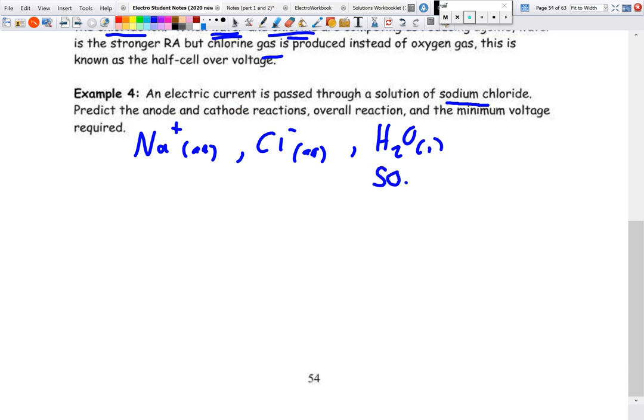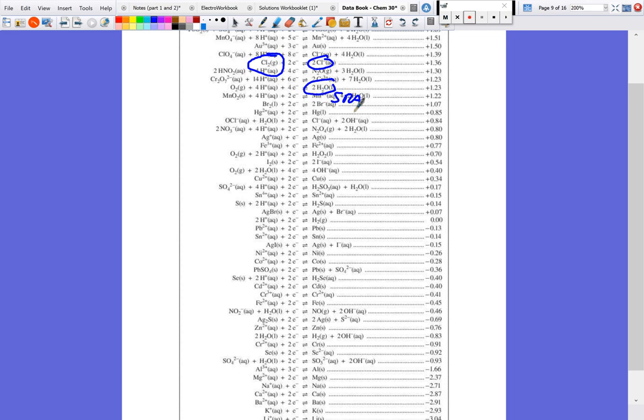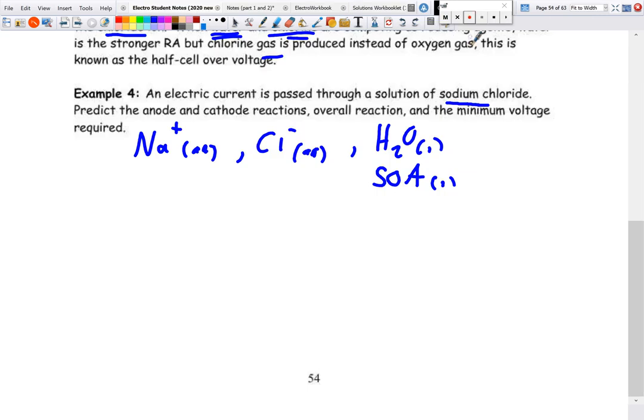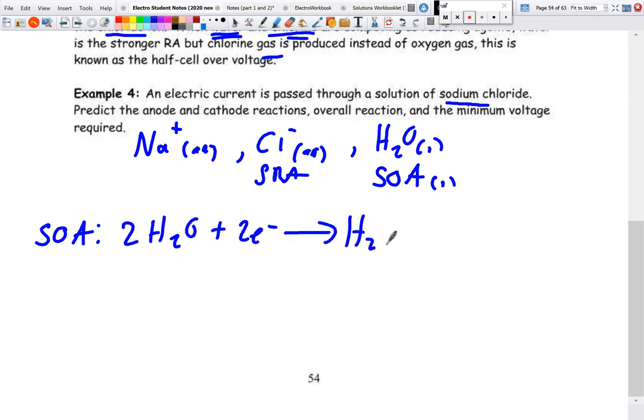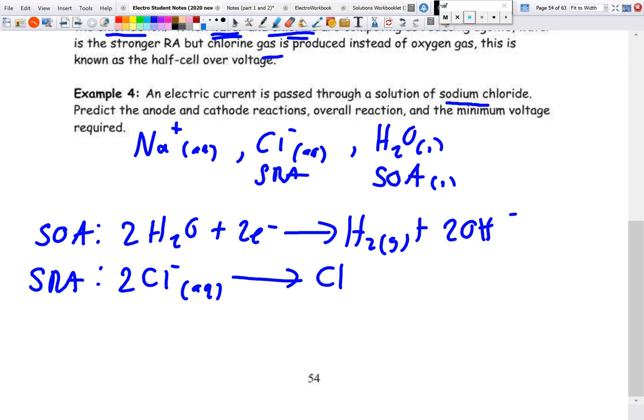It's too weak. My strongest oxidizing agent is water. Now, normally you would be very tempted to, once again, pick water as the strongest reducing agent, but because of the chloride anomaly, we have to pick chlorine. So that is my strongest reducing agent because of the chloride anomaly. So the strongest oxidizing agent reaction is water. So that's that half reaction. Strongest reducing agent in this case right here is the chloride ion because of the chloride anomaly.